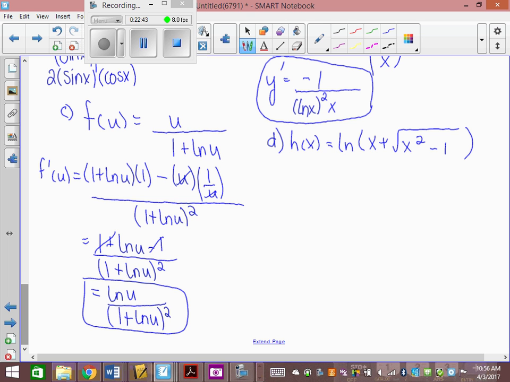This one has a ln in front. Because it has a ln in front, I take what's in the brackets, put it on the bottom, the derivative of the brackets on top. Okay? So I'm going to get h prime of x equals this on the bottom.